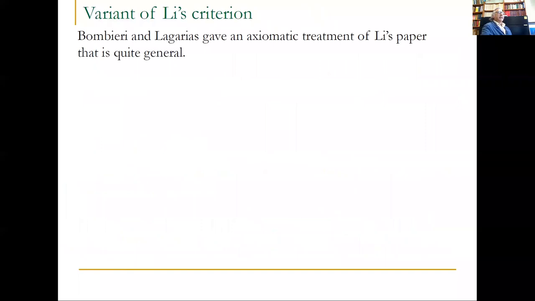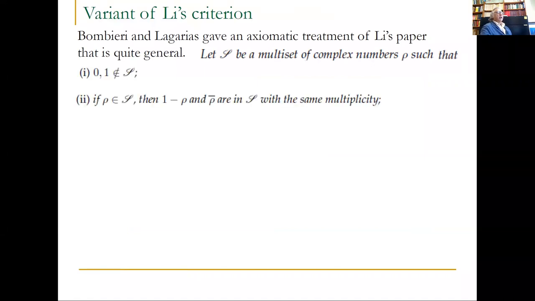Bombieri and Lagarias gave an axiomatic treatment of Lie's paper that's quite general. Let S be a multiset of complex numbers rho, such that zero and one are not in the set. If rho is in the set, then one minus rho is also in the set, and rho bar is in the set with the same multiplicity. So it sounds like a functional equation here, very much like the zeta function or zeta functions of number fields or whatever you would like. And then we just put some convergence condition, and this is all satisfied for any function in the Selberg class.